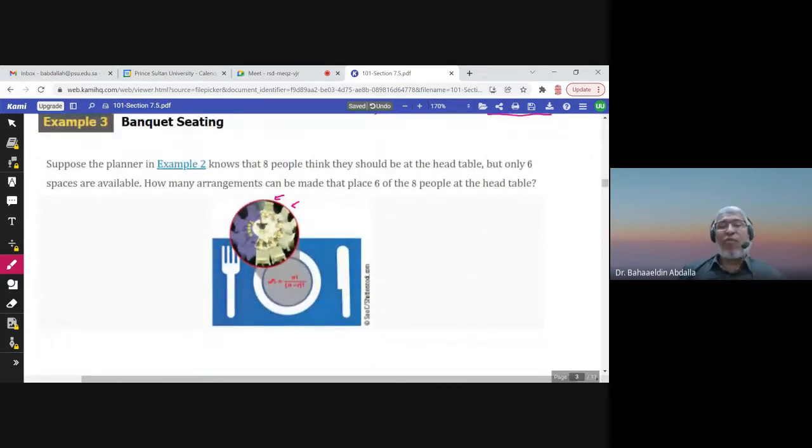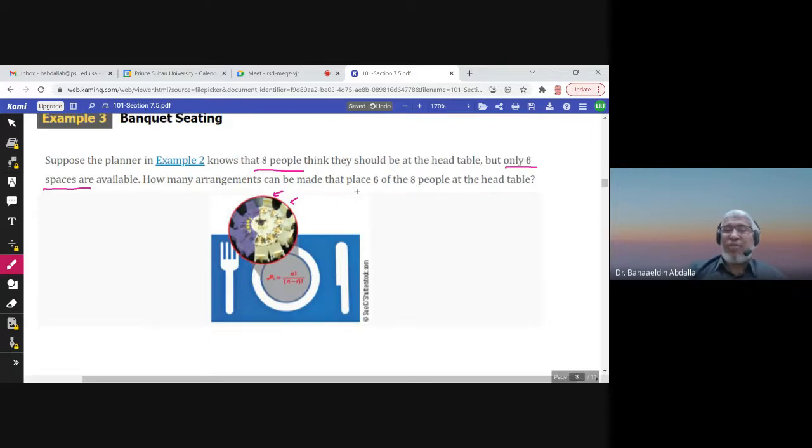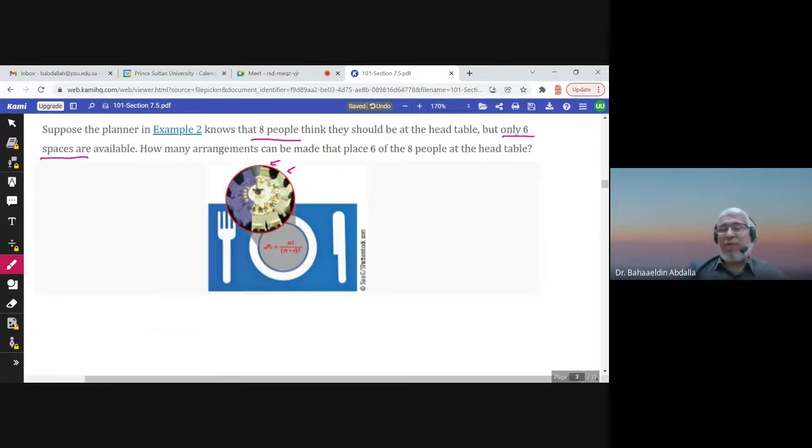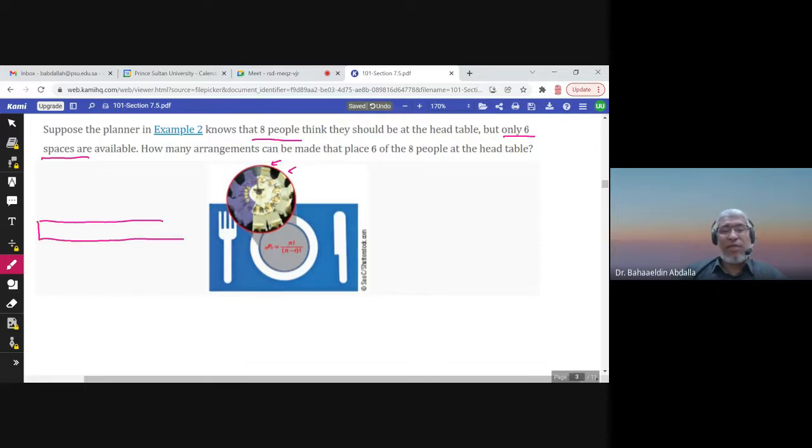But now he has 8 people. 8 people think they should be at the head table, but only 6 spaces, 6 chairs, are available. How many arrangements can be made that place 6 of the 8 people at the head table? Now we will do the same, but let us think step by step.